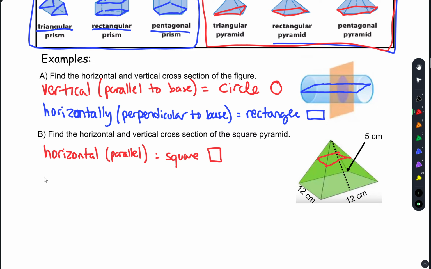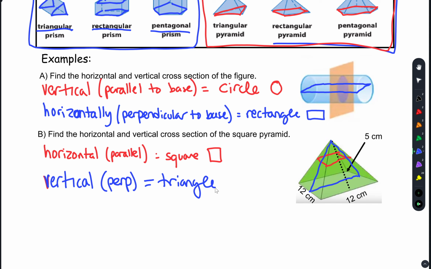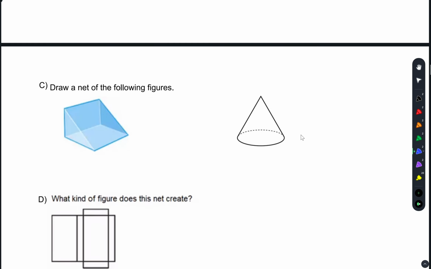And then maybe a little bit harder to see, if I cut this vertically, meaning up and down, this time vertical is perpendicular to the base. The vertical cut is going to look something like this. That vertical cut through that shape is going to make a triangle. That's only if we cut straight through the middle, by the way. We have to cut through the top of that shape. Okay, any questions on that? You're essentially going to be naming that two-dimensional figure that you get when you open it up, flip it over. The next thing we're going to talk about is nets.